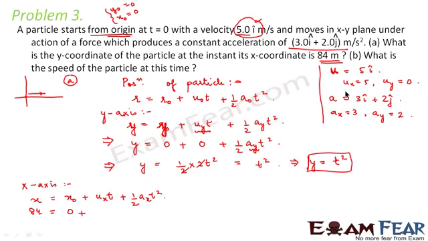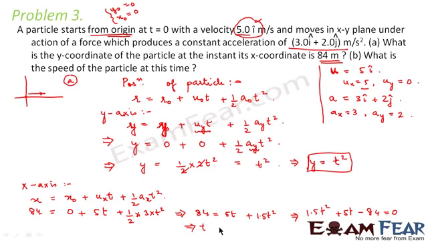What is the value of ux? Ux is nothing but 5. So this is 5 into t plus half into what is ax? Ax is 3 into t square. So from this we get 84 is equal to 5t plus 1.5 t square. Or we get a quadratic equation of this form, that is 1.5 t square plus 5t minus 84 is equal to 0. Now if you solve this quadratic equation, you get the value of t as 6 seconds.